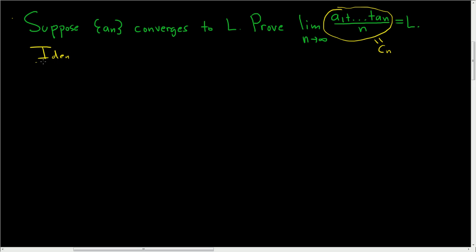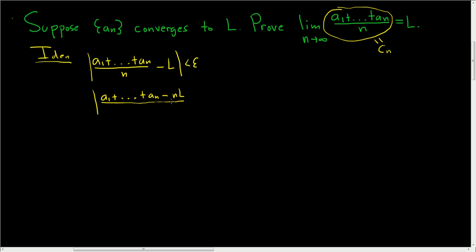So in order to prove this, we want the difference between C sub n and L to be smaller than epsilon. I'll go through this really quick. We want this minus L to be smaller than epsilon. Another way to write this is as a single fraction. So we want this to be smaller than epsilon. I'll go ahead and stop writing the smaller than epsilon part.